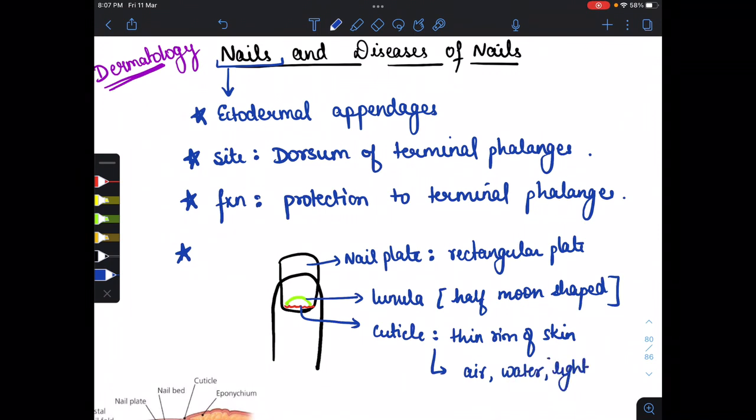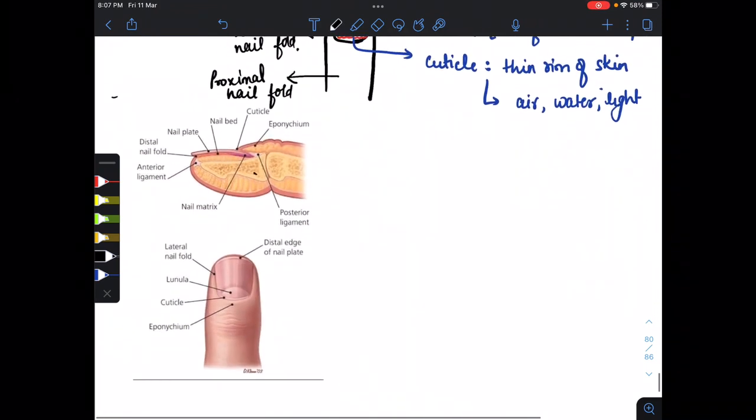Now this end is known as the proximal nail fold, and this one is the lateral nail fold. This one is the proximal nail fold, and this one is the lateral nail fold. So this is the basic anatomy of our nail. Now we can see it in the image also.